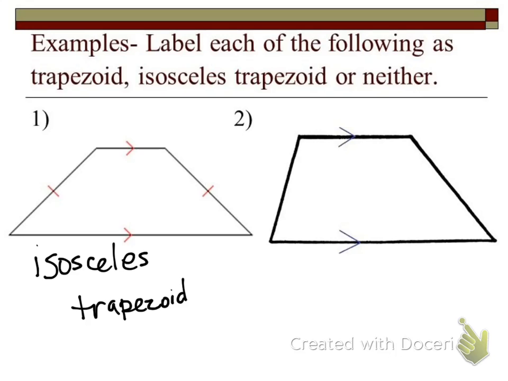All right, number 2, trapezoid, isosceles trapezoid, or neither? You said trapezoid. Yeah, this is just a trapezoid. You can tell it's a trapezoid because of these arrows. That means that these sides are parallel. So it's definitely a trapezoid, but it can't be isosceles because these are not congruent. Okay, so you're looking for a pair of parallel sides. That means you're going to have a trapezoid. If the legs are the same, it's an isosceles trapezoid. If neither one of those is true, then you have to say neither.